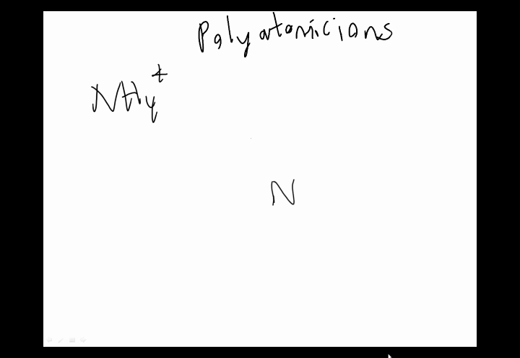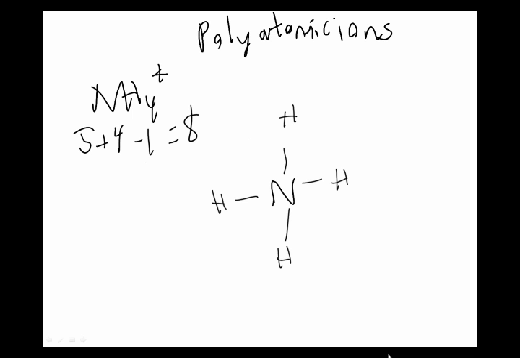Actually, let me add up the number of valence electrons first. So nitrogen has 5. Each hydrogen is 1, so there's 4. And then the plus means we actually take 1 away. It's a lost 1. That's a total of 8. So we have hydrogen, hydrogen, hydrogen, hydrogen. And so we have used up 2, 4, 6, 8. Every hydrogen is good. Every nitrogen is good. All we have to do is that.